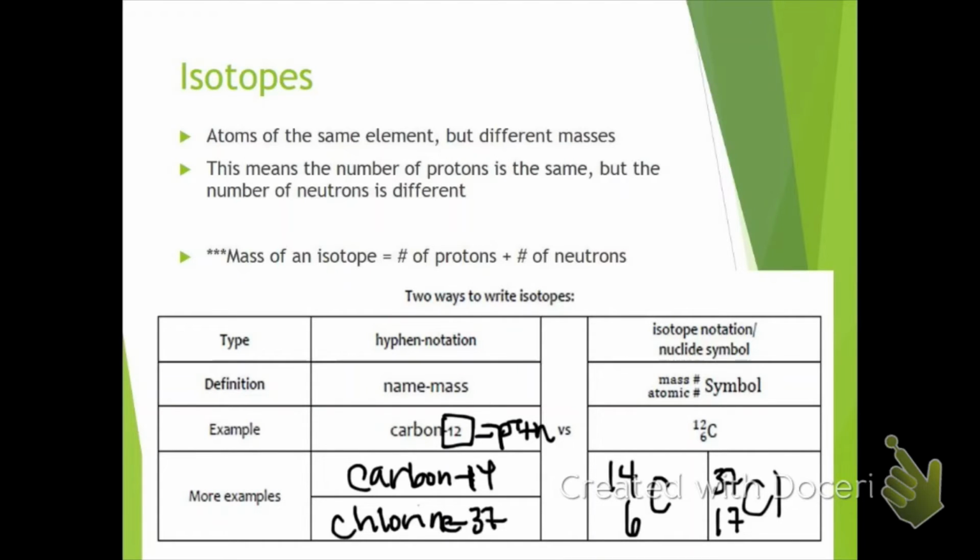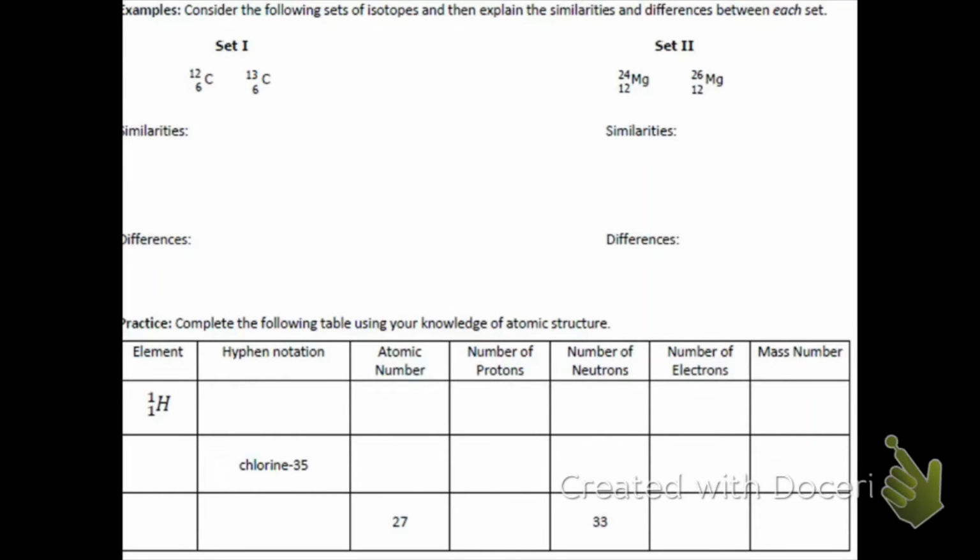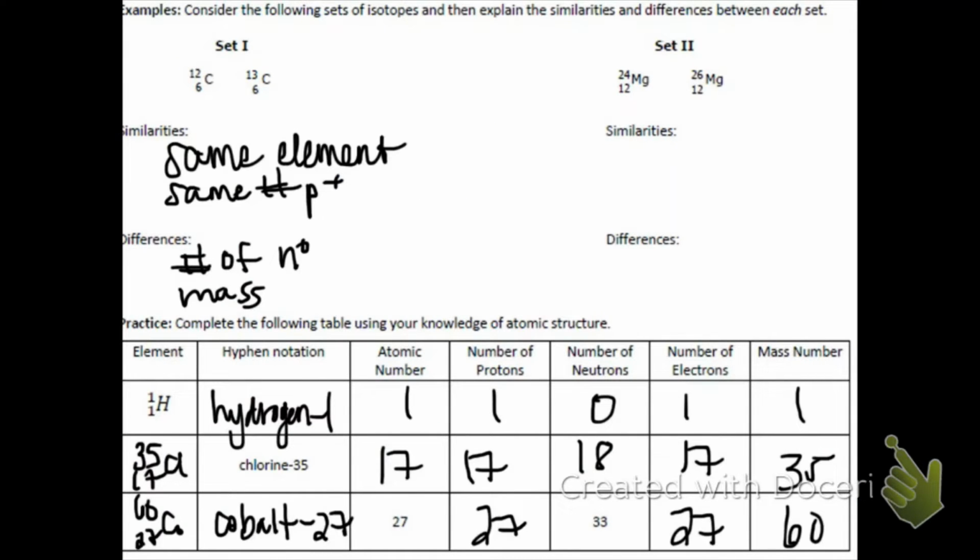Resume for the answers. Okay, so we can see here at the top, looking at set 1, they are both carbon, it's the same element, so we have the same number of protons. But that mass number, one's 12, one's 13. So they have a different mass or mass number because the number of neutrons is different. Carbon-12 has 6 neutrons, while carbon-13 has 7 neutrons. Doesn't change the identity, just gives it a bit more mass. So those similarities and differences would be true for set 2 as well.